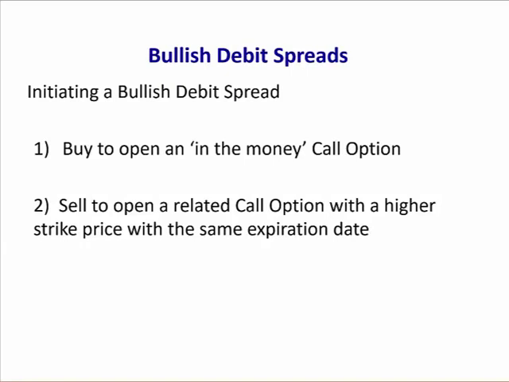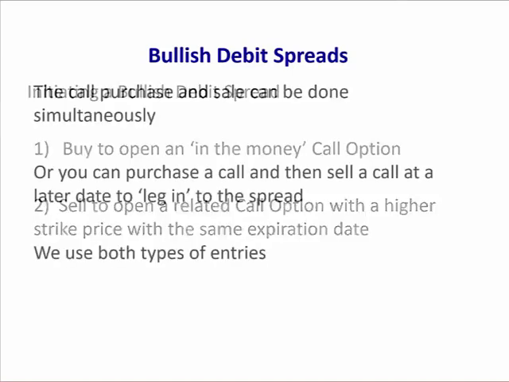So to initiate a bullish debit spread, you buy to open an in-the-money call option, and you sell to open a related call option with a higher strike price with the same expiration date. So it's pretty simple to initiate. You buy to open an in-the-money call and sell to open a call with a higher strike price.